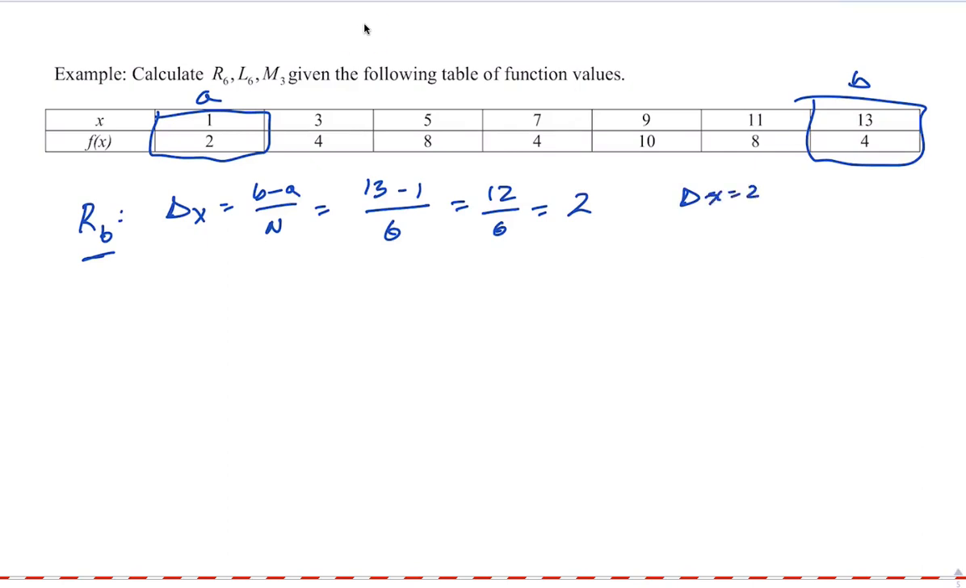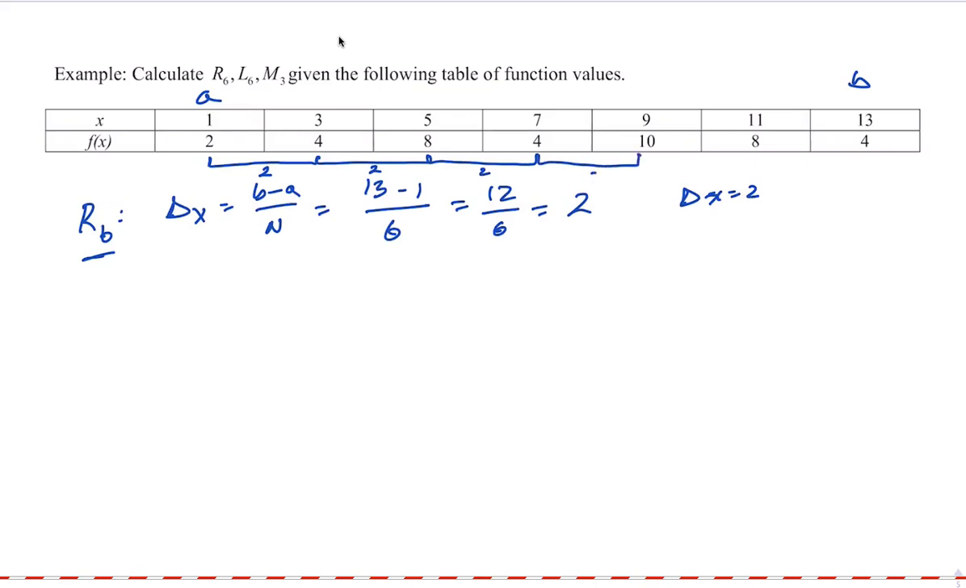So what does that mean? That means we want our rectangles to be 2 across. So we're going to start at 1, go all the way to 3, and our delta is 2. And then we go 3 to 5, again 2 across, 5 to 7, 7 to 9, 9 to 11, and 11 to 13. Right, so those are our rectangles.